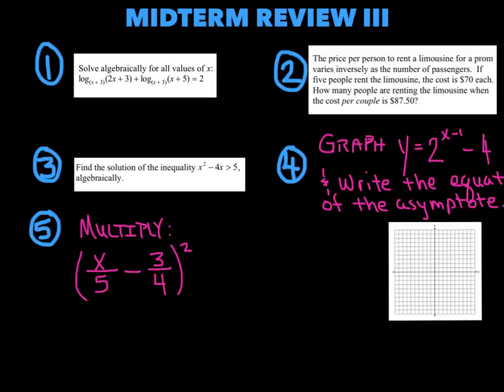Number 3, we're going to look at an inequality. Not just any inequality, but you'll notice because of that first term, it's a quadratic inequality. Number 4, we're going to try to graph this exponential equation, and let's be safe and go with at least 5 points. We'll plot at least 5 points, and then write the equation of its asymptote.